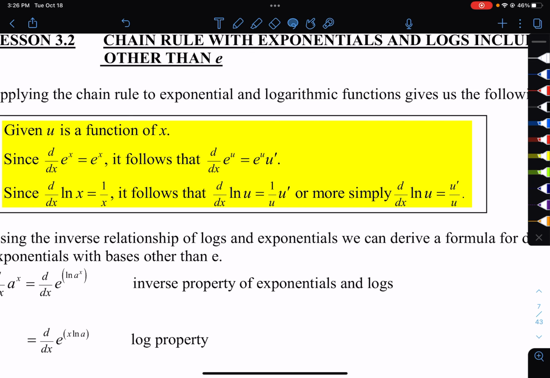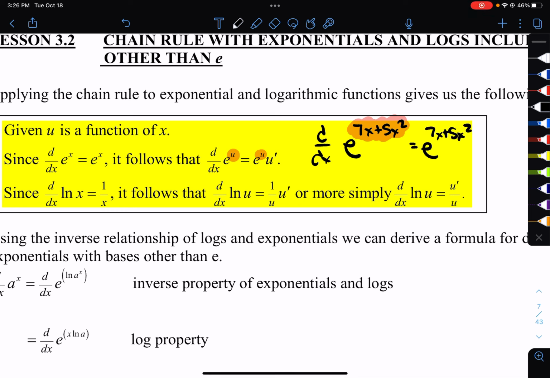Let's say that I want to take the derivative of e to the 7x plus 5x squared. We'll make it even a little bit uglier. Now, to take the derivative of e raised to some exponent, my formula says it's e to the u. Well, there's my u right there. So I'm just going to rewrite it. E to the 7x plus 5x squared.